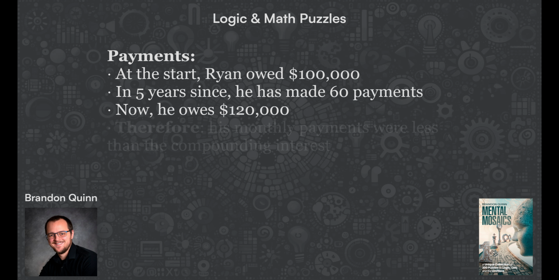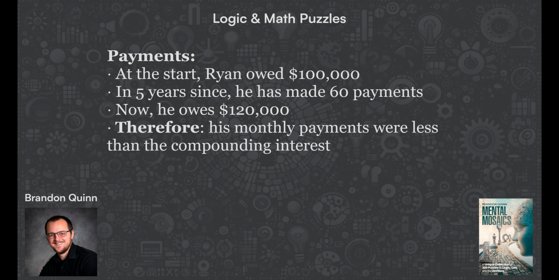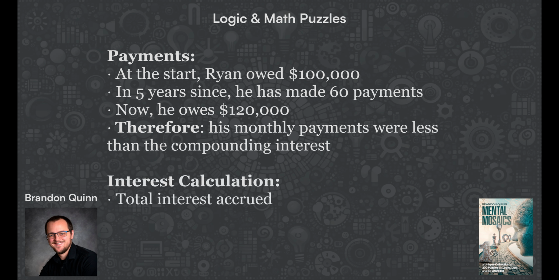That means that the amount he's been paying into the debt is less than the amount of interest that's been accruing over that period. So in order to figure out what his monthly payment was, we'll have to figure out the total interest accrued over that time period and the partial interest that he's paid month over month, which will also tell us the amount of interest that's been accruing onto the principal month over month.